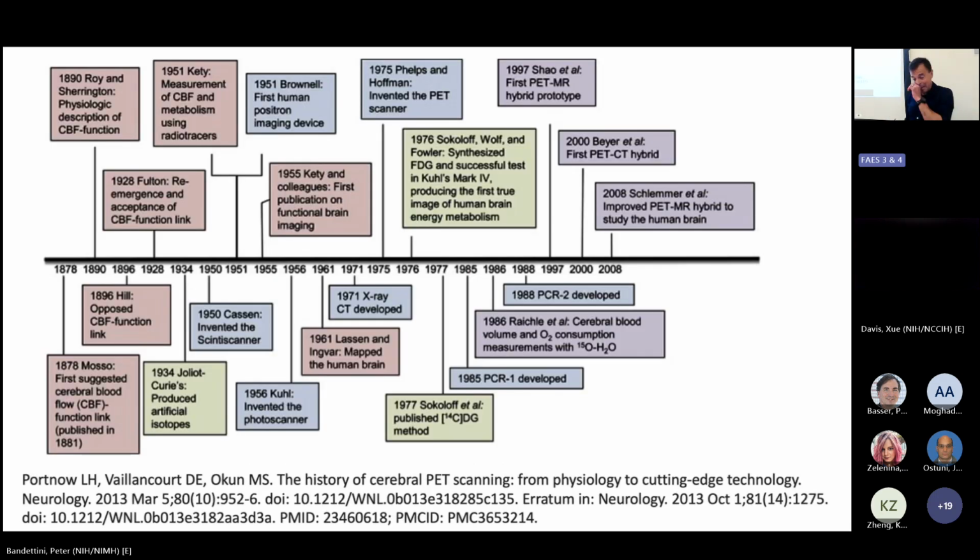So this actually is a nice timeline. I'm not going to go over the entire timeline, but essentially in 1975 the PET scanner was invented. A lot of really good work looking at either metabolism or blood flow with various tracers was developed from the 70s to the 80s. Raichle had a famous paper looking at oxygen consumption and blood volume in 1988. And finally, there are now PET-CT hybrids and PET-MR hybrids as well for looking at the human brain.